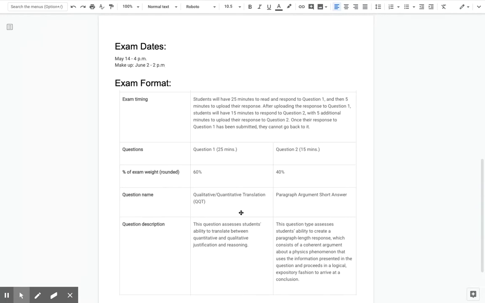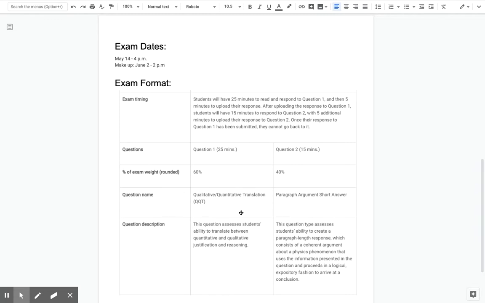Okay, once you have submitted your response to question 1, you cannot go back to it. In order to start question 2, you must submit your response to question 1. So it's a little bit different than how our typical open-ended section of the AP exam is. You can usually move back and forth between questions, and you can't do that on this test. You have to complete a question, submit it to start the next question. There are only 2 questions. The first question is worth 60% of the exam. The second question is worth 40% of the exam.